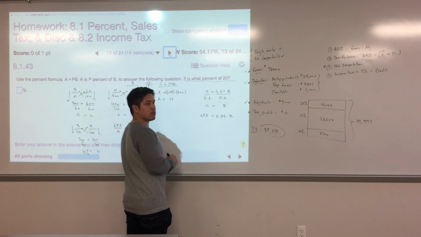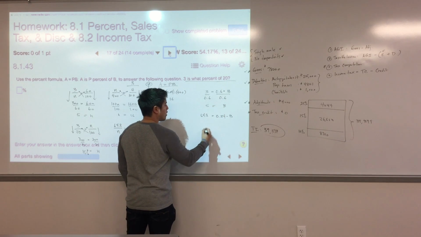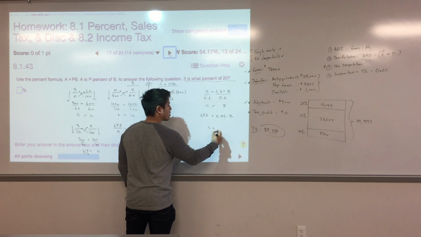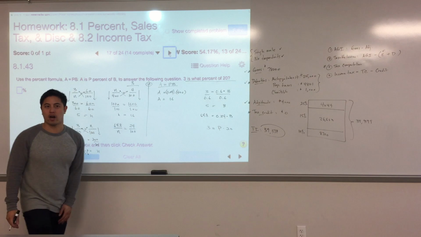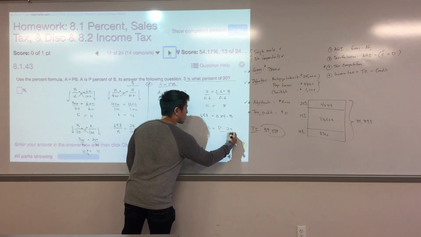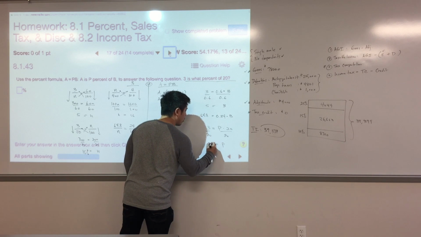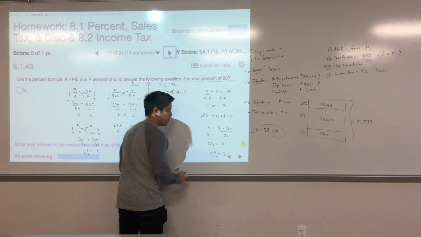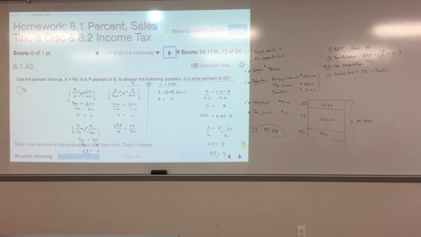Let's go set this one up, okay? 3 is what percent of 20? And if you divide by 20 on both sides, you'll get the same thing. This will be actually 0.15, which then you'll move the decimal place over, which is 15%. Okay? Same thing. No big deal.